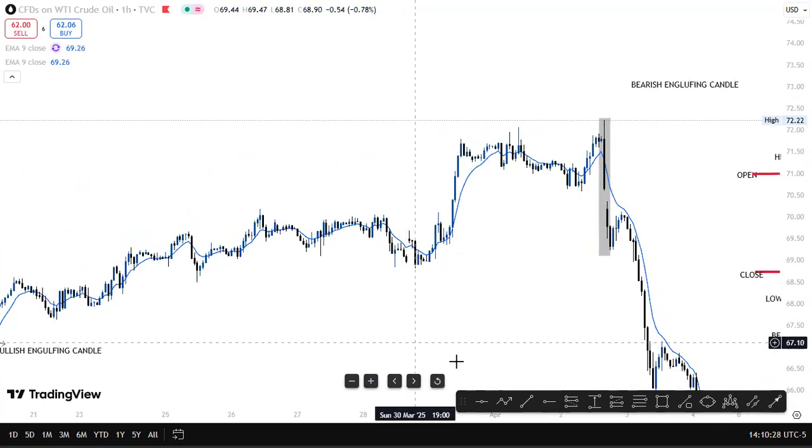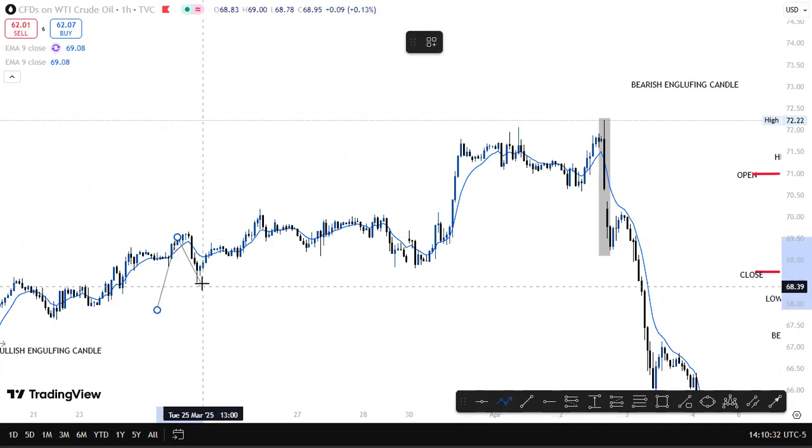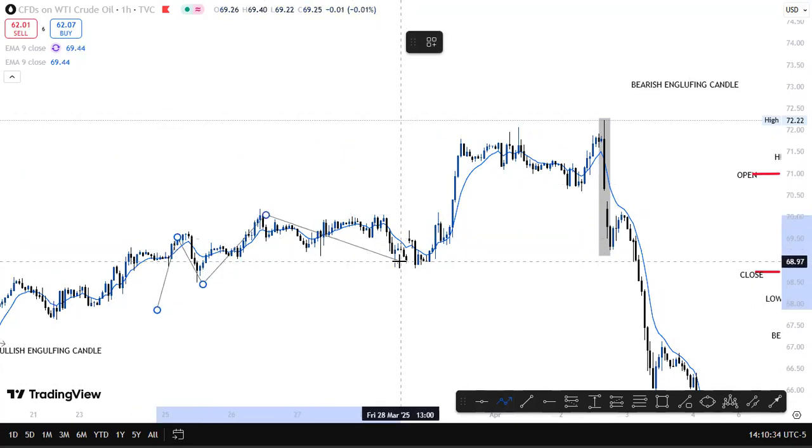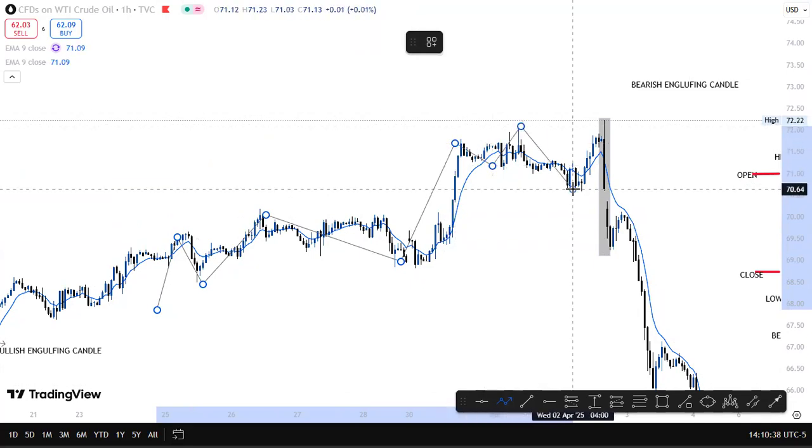Now, if you look at this chart, it was going up. If you see, it was going up like this, right? It was going up, it was going up, it was going up. And I told you that when an engulfing candlestick happens at the top of an uptrend or at the bottom of a downtrend, it signifies that a reversal in the market might possibly happen.